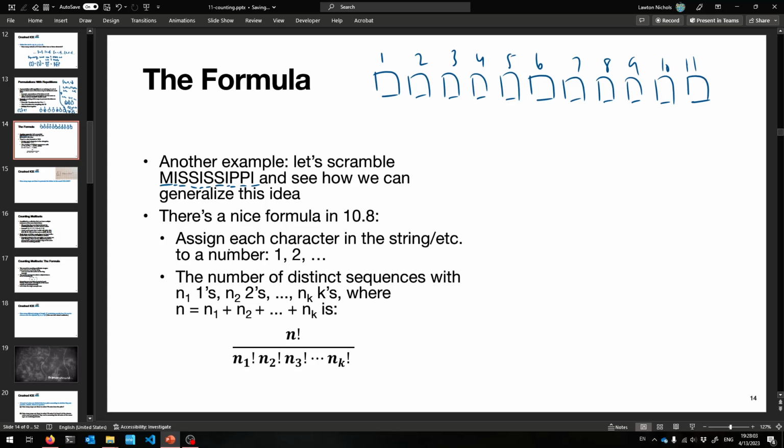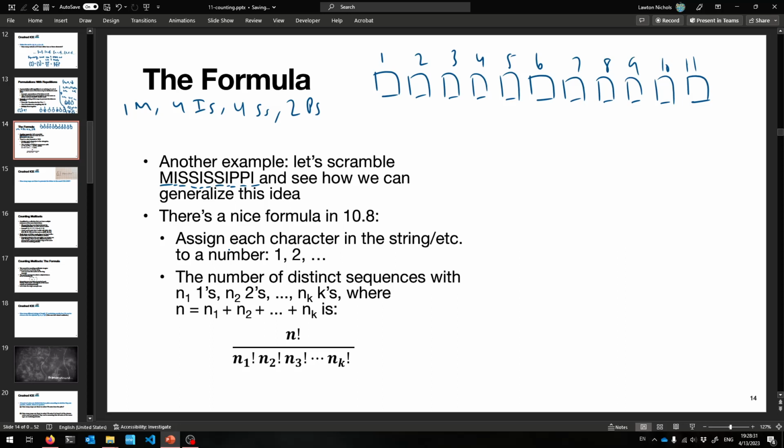We have 1 m. That's nice. How many i's do we have? 1, 2, 3, 4 i's. How many s's? 4 s's. We have then p's, right? 2 p's. Does that add up to 11? Yes. All right, so that's how many duplicates we have.